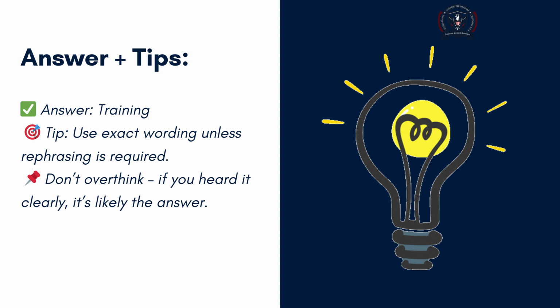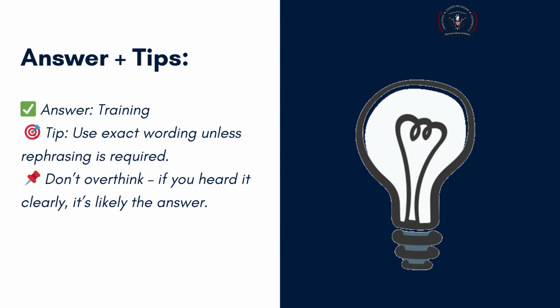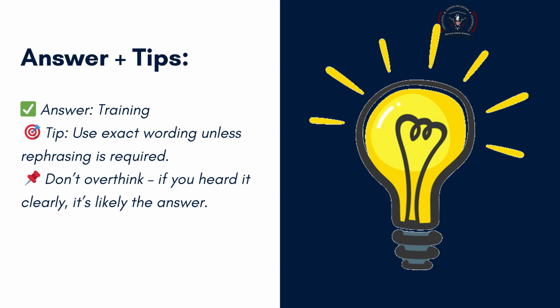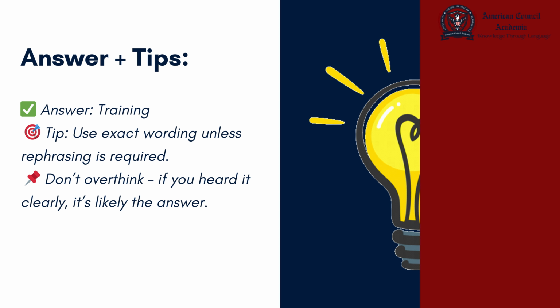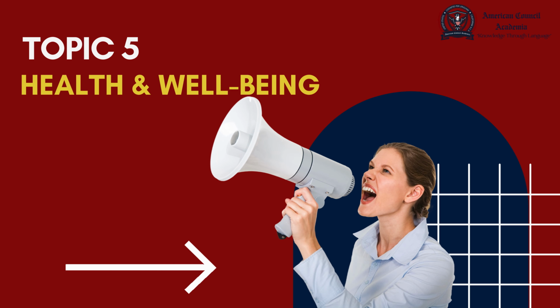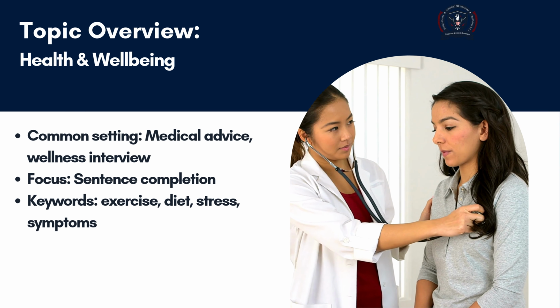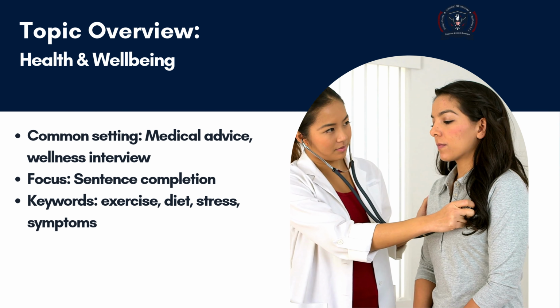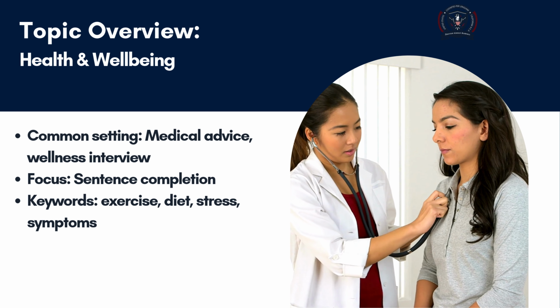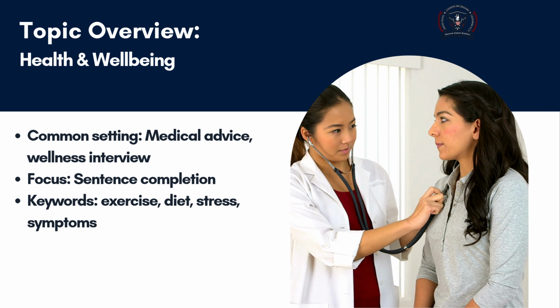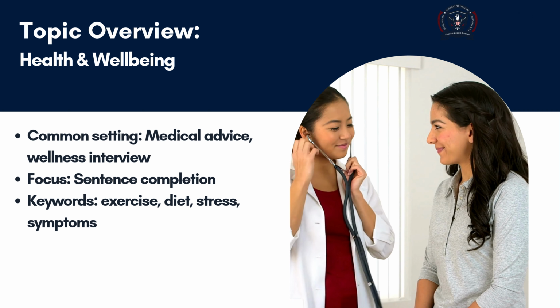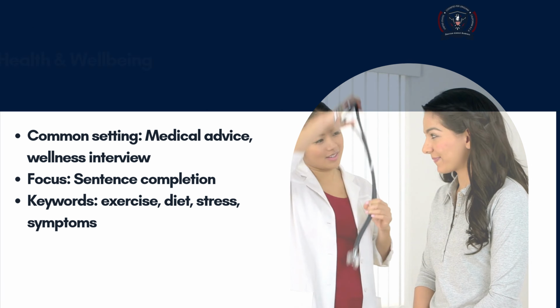The correct answer is training. Remember, use the exact word if heard clearly, don't overthink it. Topic 5 is health and well-being. Expect settings like medical advice or wellness interviews, with sentence completion as the focus. You'll hear vocabulary like exercise, diet, stress, and symptoms.